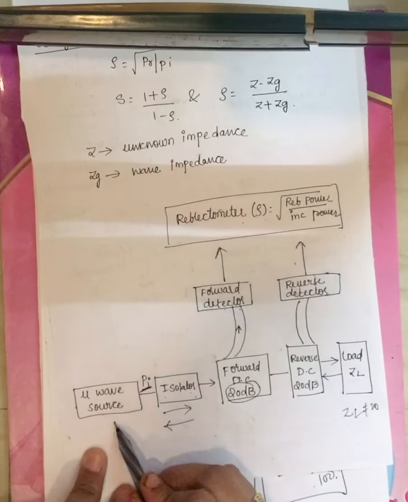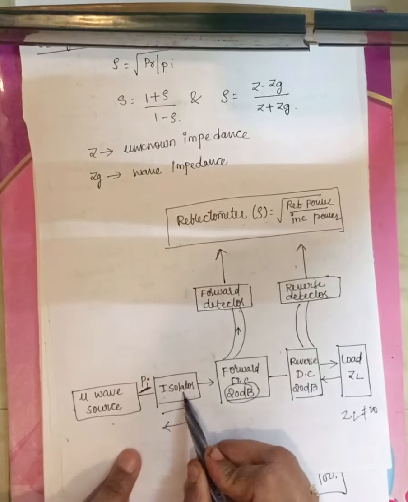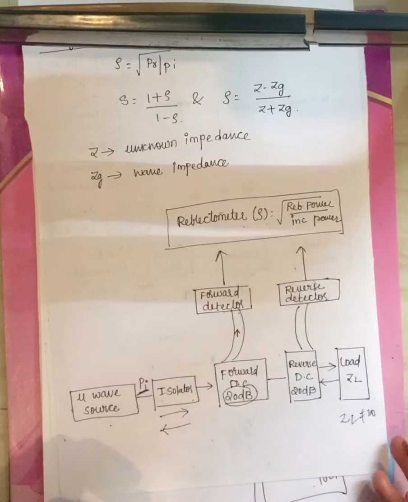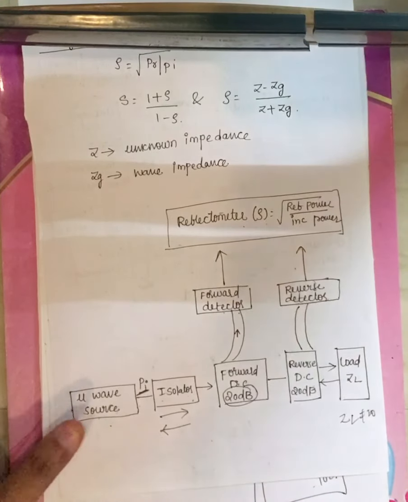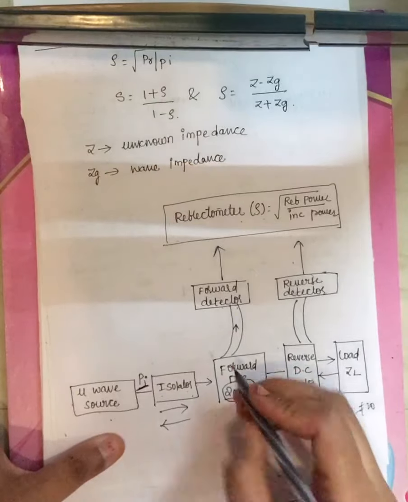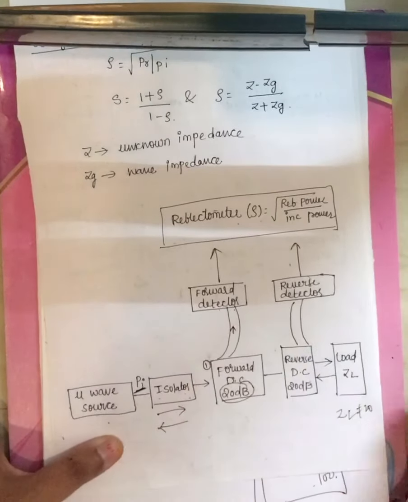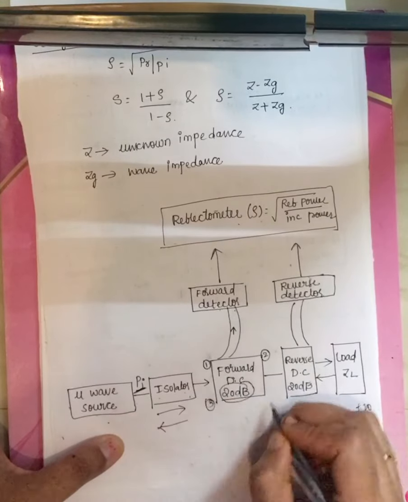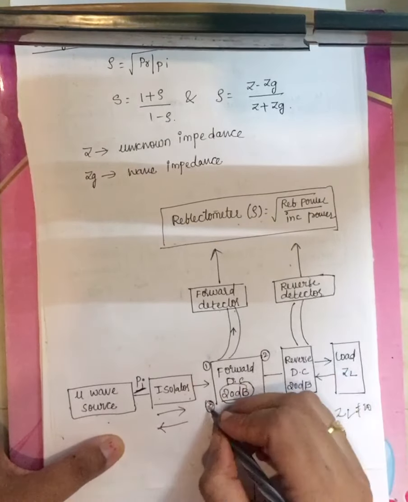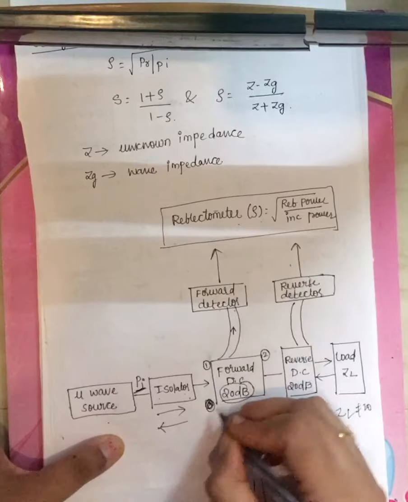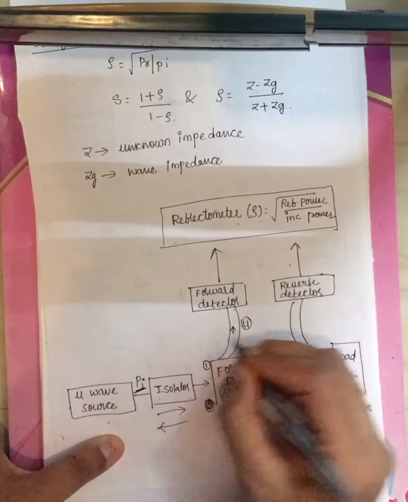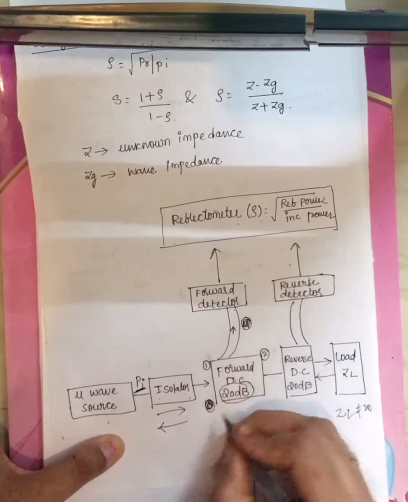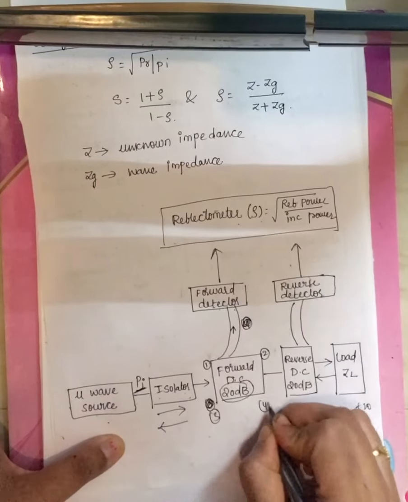Now the microwave source generates a signal PI, right? What the isolator will do is allow the signal in the forward direction and block the signal in the reverse direction. This is port 1 of the forward directional coupler, port 2 of the forward directional coupler, port 3, and this is your port 4.